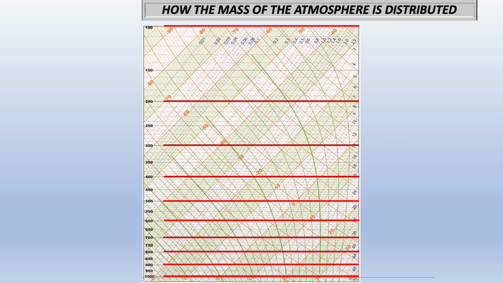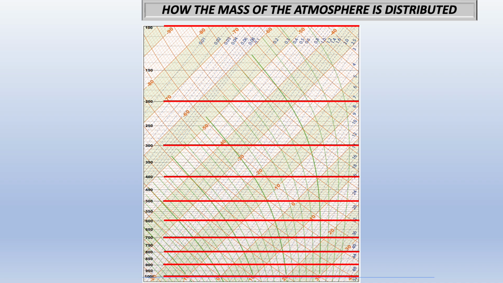So each one of these lines represents 1,000, 900, 800, 700, 600, 500, all the way up to 100 millibars. Can you see how those lines gradually get farther apart? And as they get farther apart, the distance that they're getting farther apart is getting bigger and bigger and bigger, okay? So that's what we mean by the mass being distributed logarithmically.